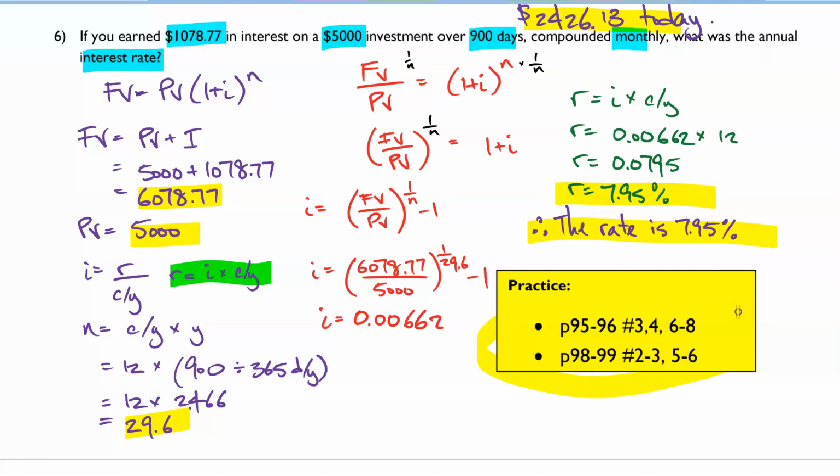Okay, I want you guys to try these questions. Let me use a proper color. It is 95 to 96, 3, 4, 6 to 8. That will be future value, and then 98 to 99, 2, 3, 5, 6 will be present value. So that'll give you a good look at both situations. And there's your practice. Check your answers, make sure you're getting it.